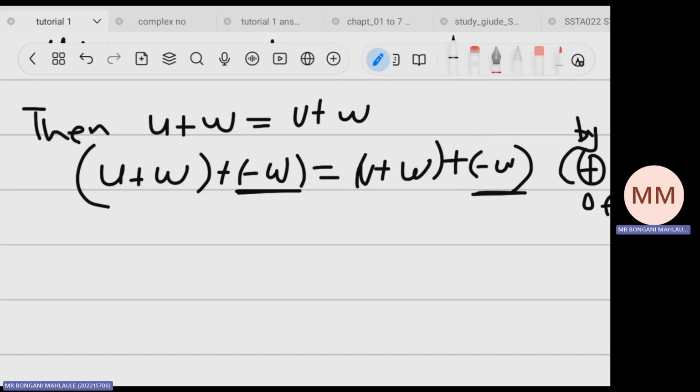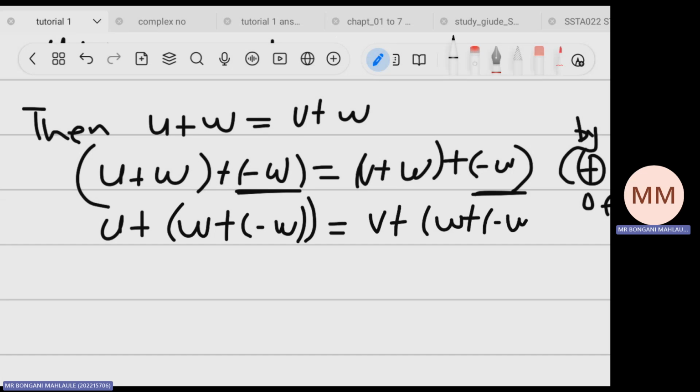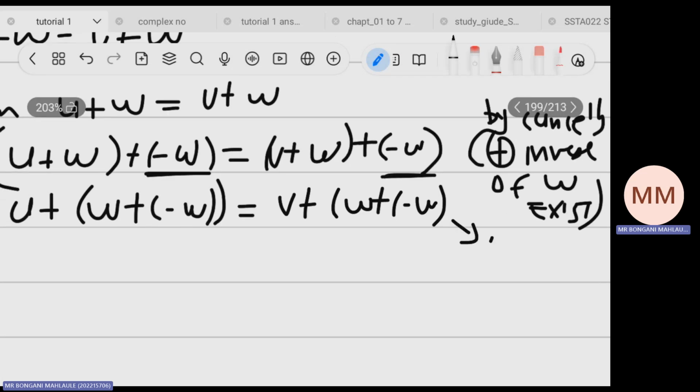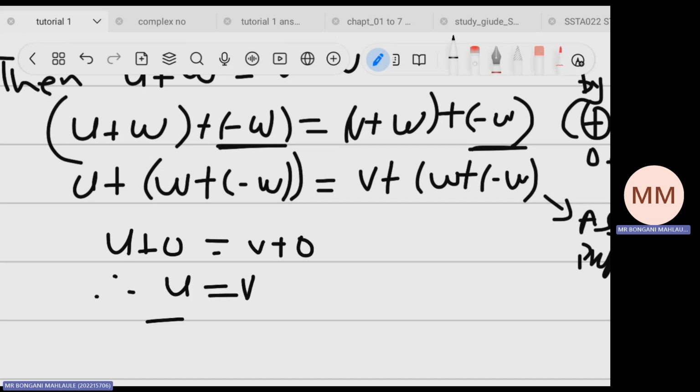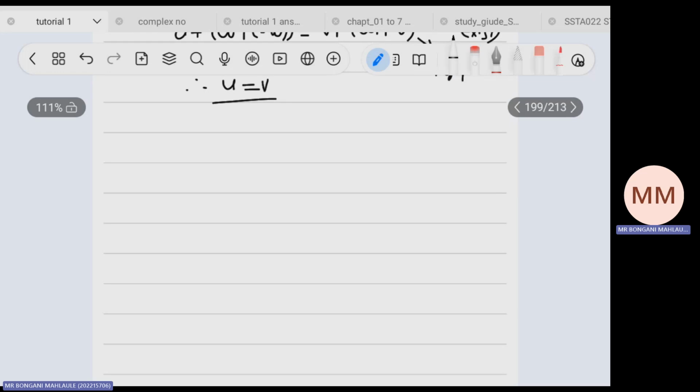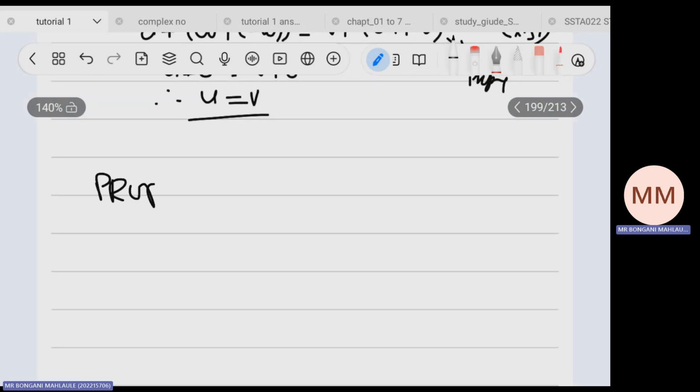Then we'll now go on. This will give us u plus, then we apply the associative property. So you write your reason on the step, say associative property. Then this will be u plus 0, v plus 0, so u is equal to v. So we're done.